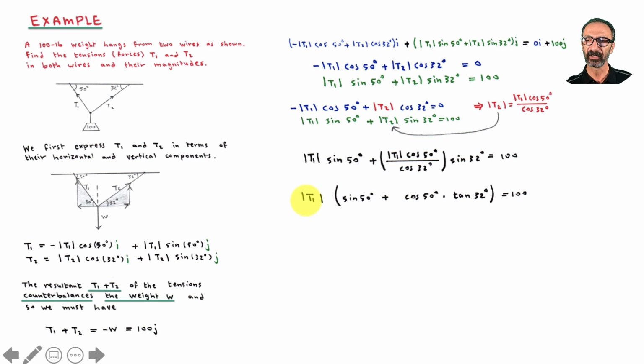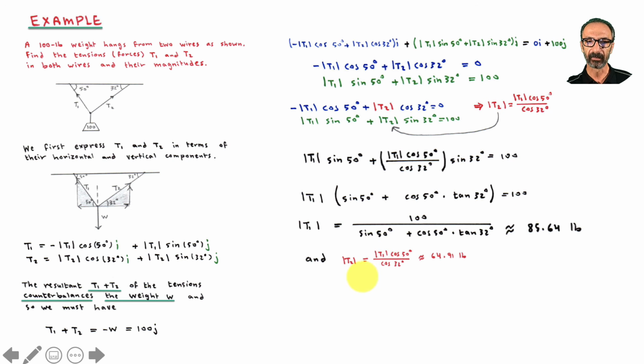We're trying to solve for T1. So divide this whole thing by this set of parentheses, and everything here with a calculator. Make sure you use degrees because it's in degrees. Approximate to 85.64 pounds. If I have T1, I think I could go back here to the red part and find T2 because T1 is part of the game. That's what I did. So T2 magnitude is 64.91.